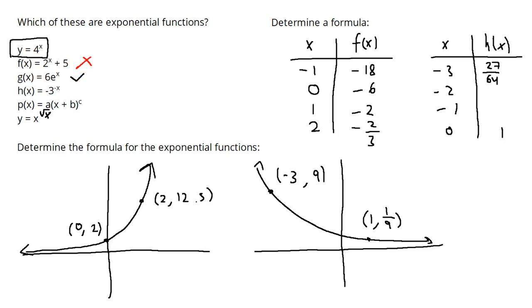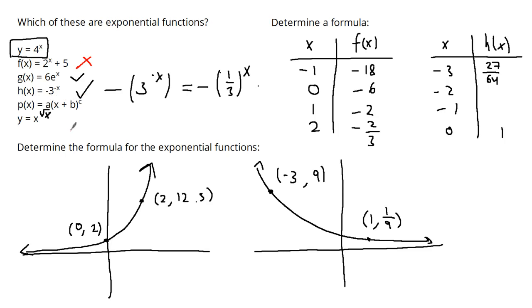G is an exponential function. H is an exponential function because you have 3 to the minus x, which is minus 1/3 to the x, which is exponential, right? It's just the other way around. A to the x plus b to the c. A times x plus b to the c. This is not an exponent.